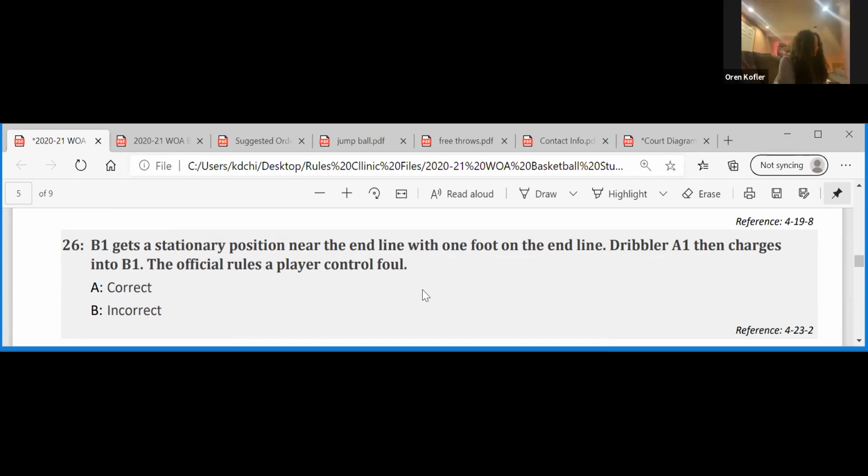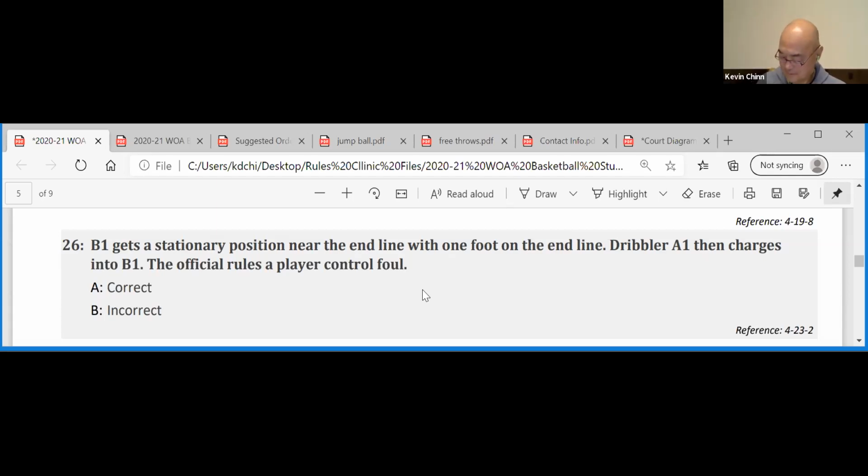26. B1 gets a stationary position near the end line with 1 foot on the end line. Dribbler A1 then charges into B1. The official rules a player control foul. I was kind of on the fence about this one because I wasn't sure if the end line counts as a part of the playing court. So I said incorrect.